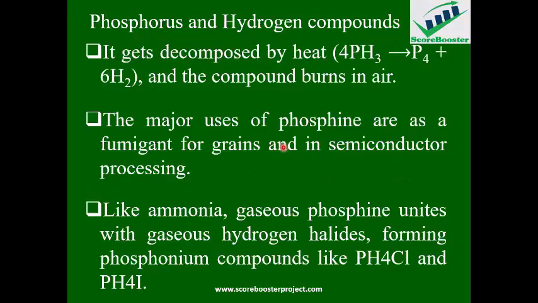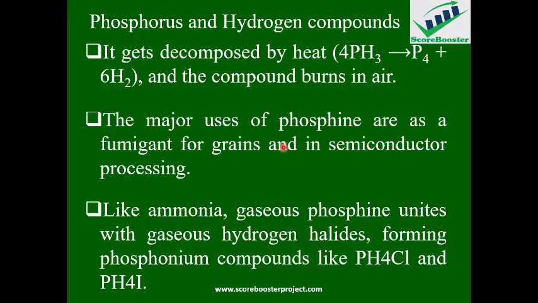The decomposition of this is possible with heat. So when you decompose phosphine with heat, you form phosphorus and hydrogen. The major uses of phosphine: it is used as a fumigant, and again in semiconductor processing, so you can use phosphine there also.